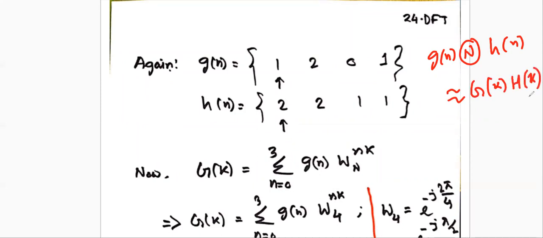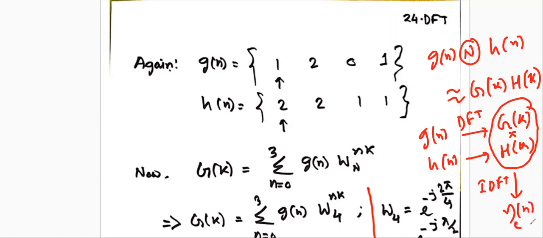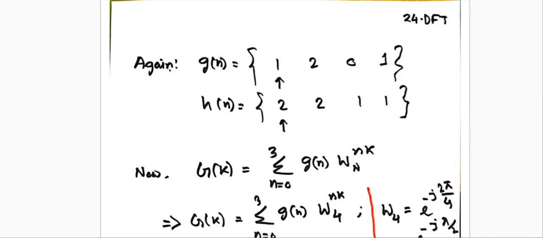So what is the strategy? First of all, we'll convert our Gn to Gk and Hn to Hk by using the discrete Fourier transform. And after that, we can multiply those two. And after that, we do the inverse discrete Fourier transform to find the output Yn, which is nothing but the circular convolved output. Okay, so that is the process we'll follow.